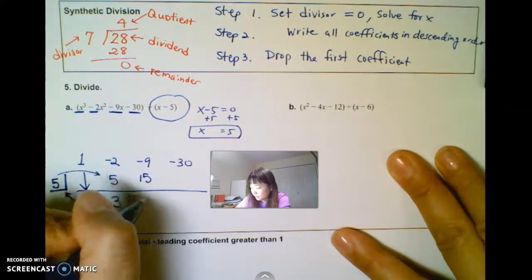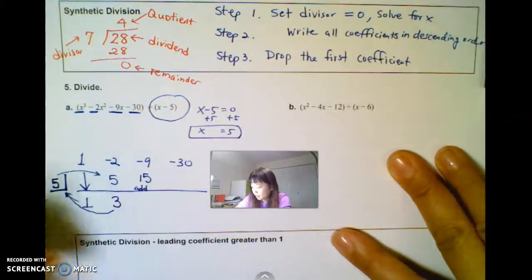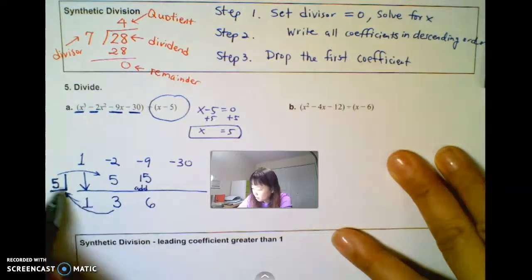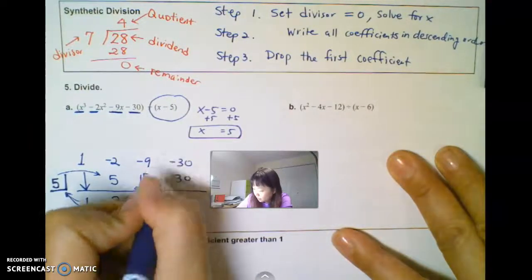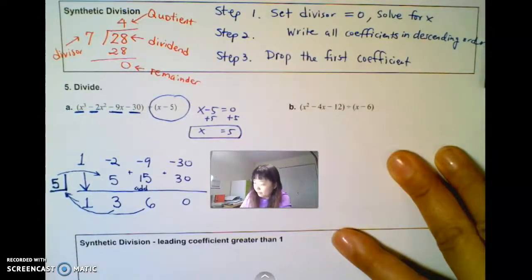Now we add it. So from up and down, this is all like adding. Negative 9 plus 15 is 6. We multiply 6 times 5, so it's 30, and we add them together. These are always added after you're done. 0, so the remainder is 0.